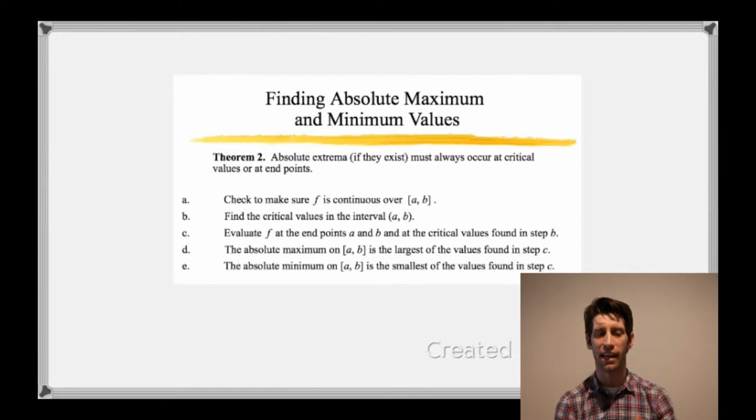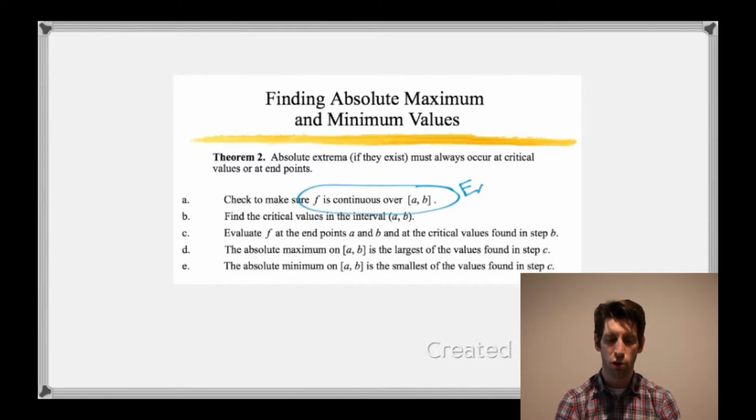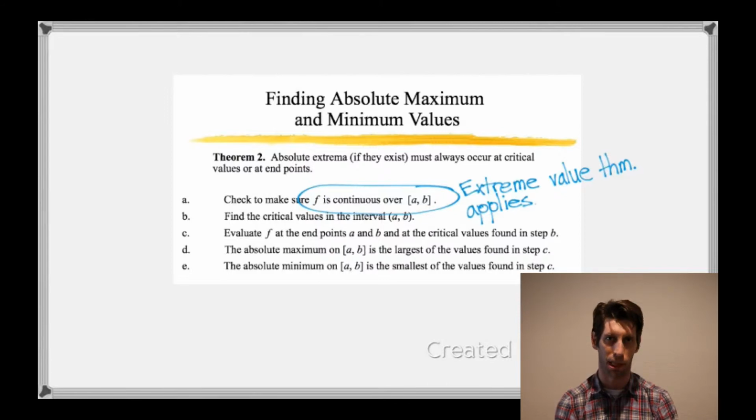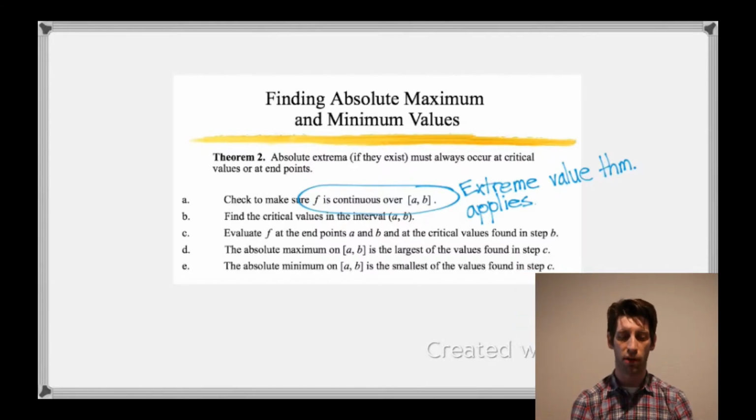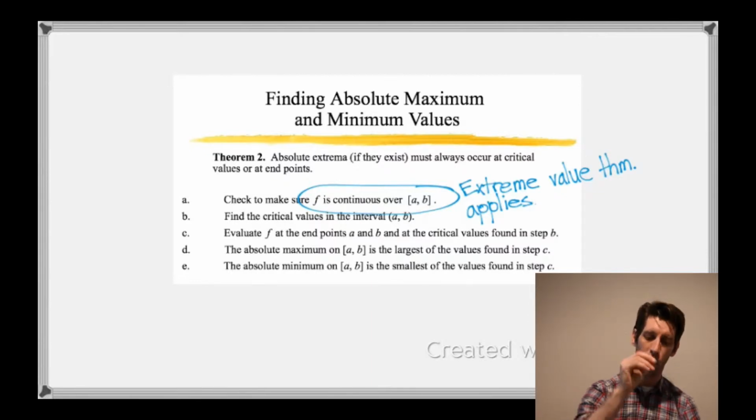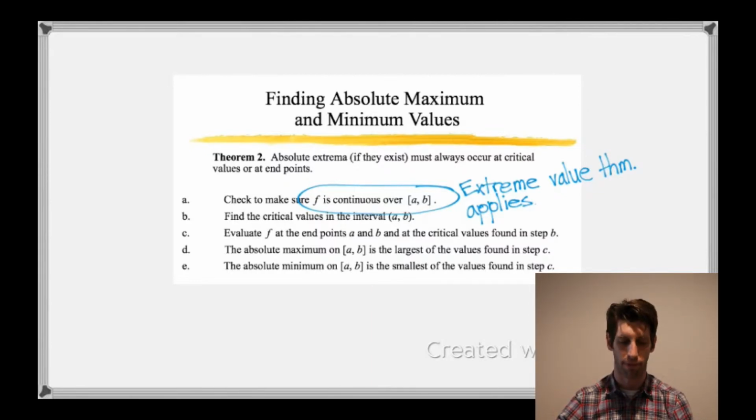Basically the technique is this. First, we check to make sure that f is continuous on a closed interval from a to b. What this first condition ensures is that the extreme value theorem applies. In other words, there is definitely an absolute maximum and an absolute minimum for us to go and find. Step 2 is to find the critical values on the open interval from a to b. Step 3, take those critical values and the endpoints and plug them back into the function.